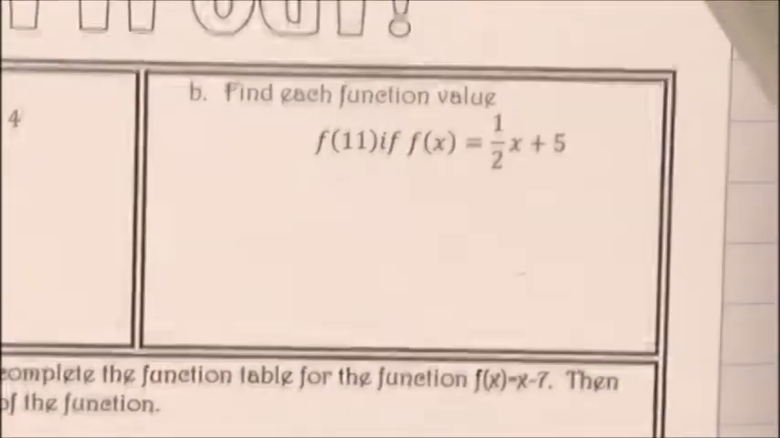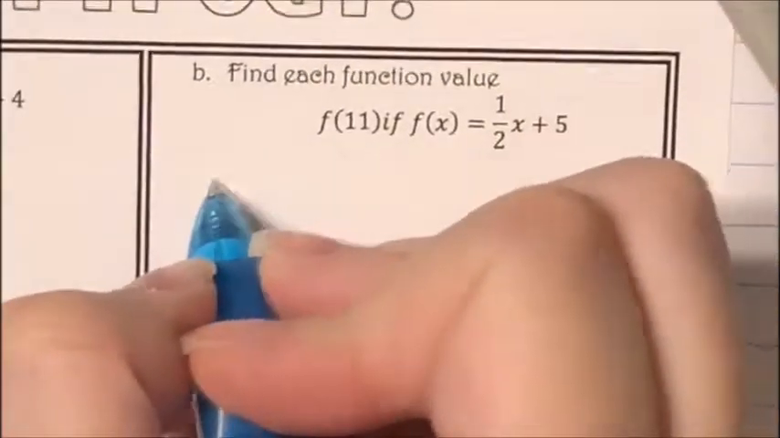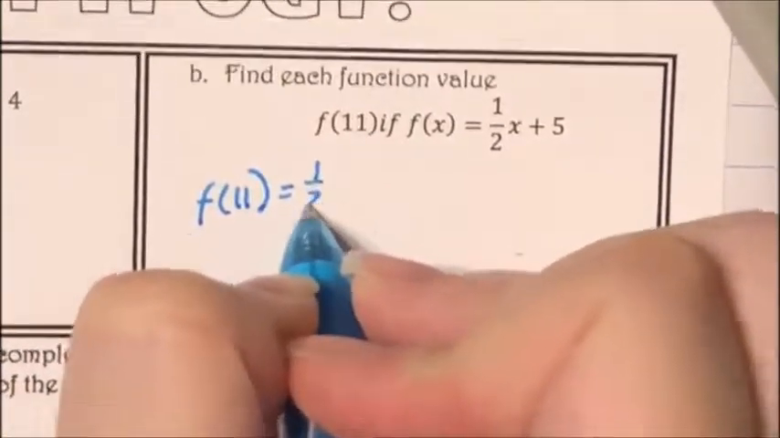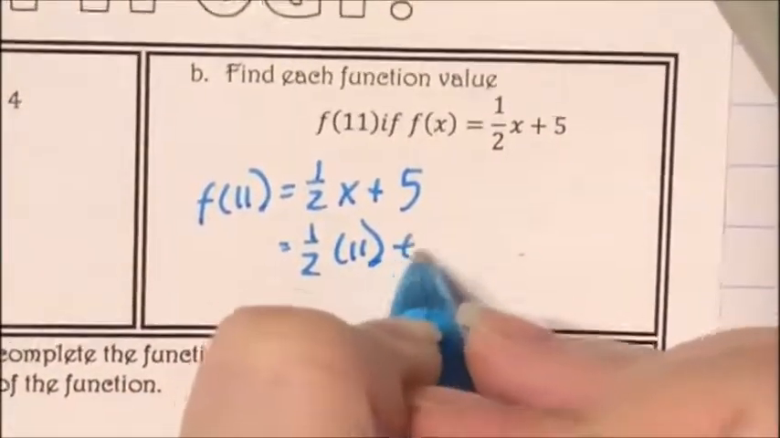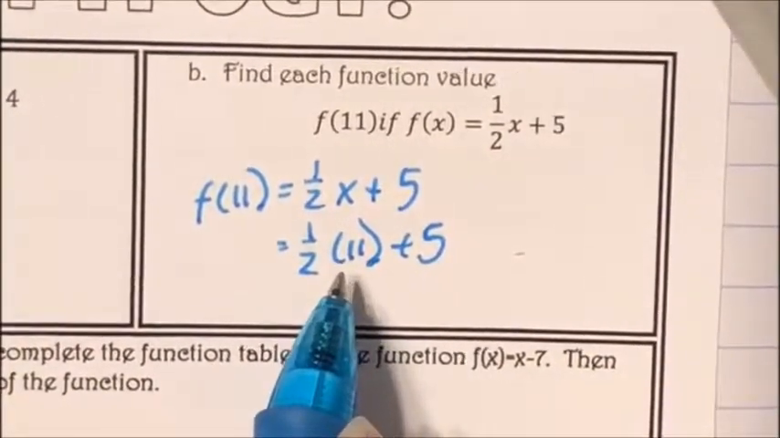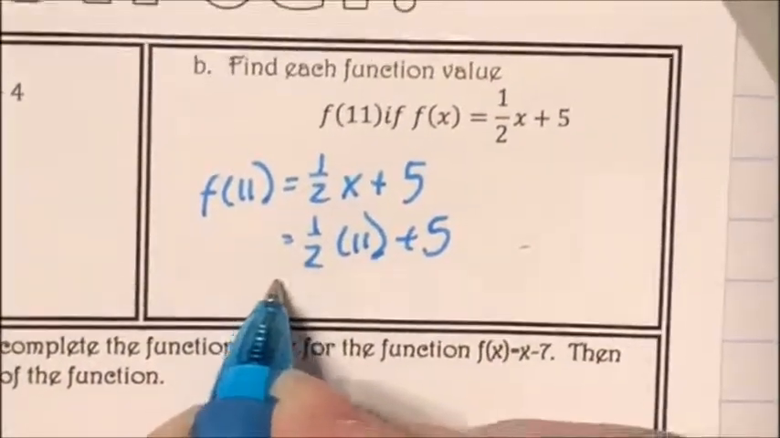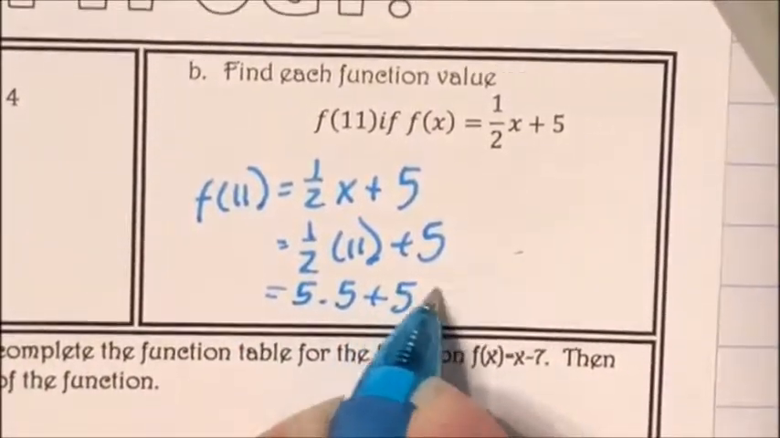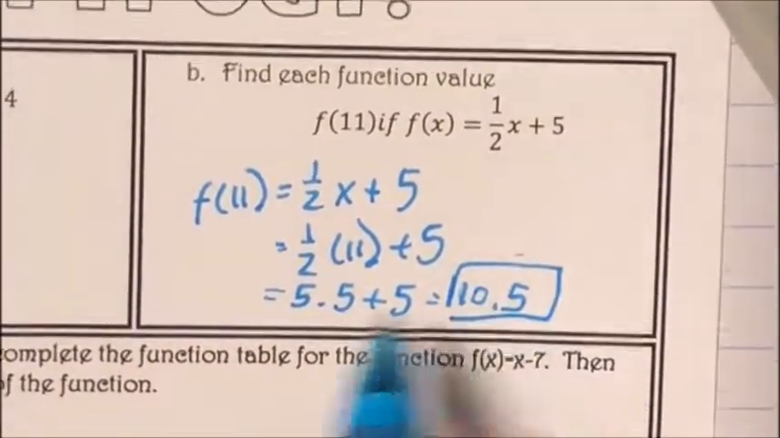Letter B says find each function value, f of 11, if f of x equals 1/2 x plus 5. So I have f of 11 equals 1/2 x plus 5. I'm going to plug in 11 for x. 11 times 1/2 is 5.5. So I have 5.5 plus 5, which is 10.5.